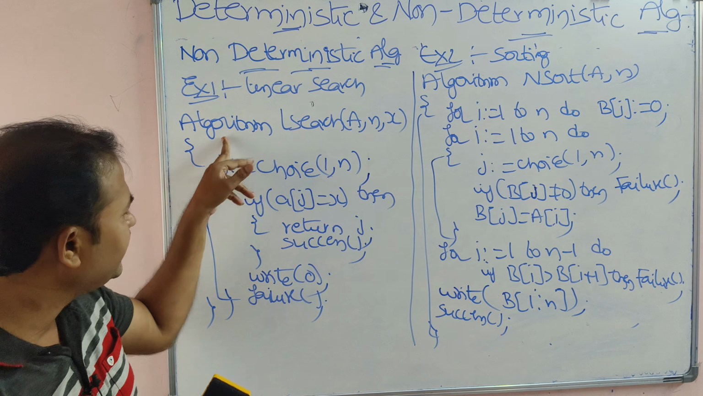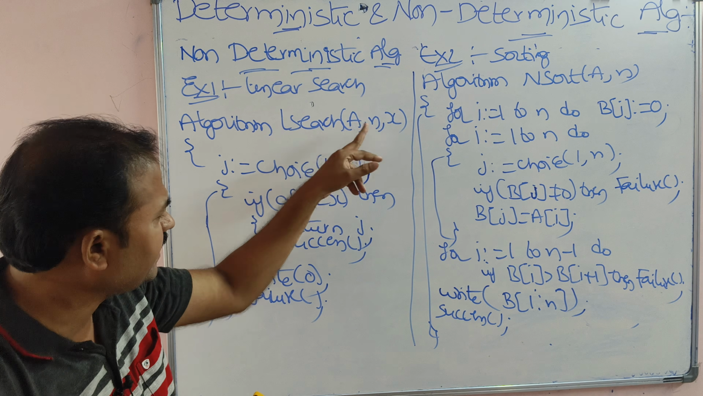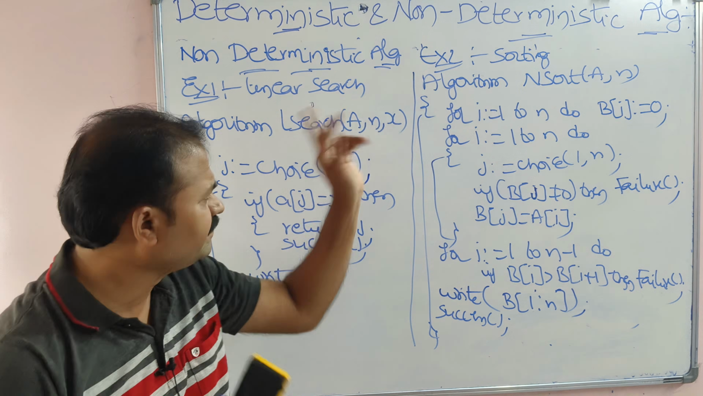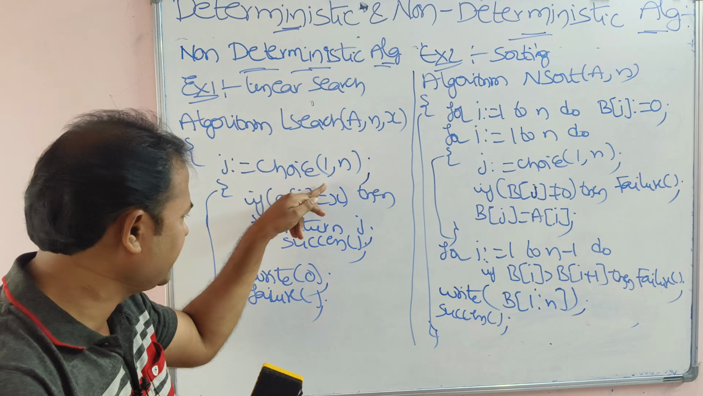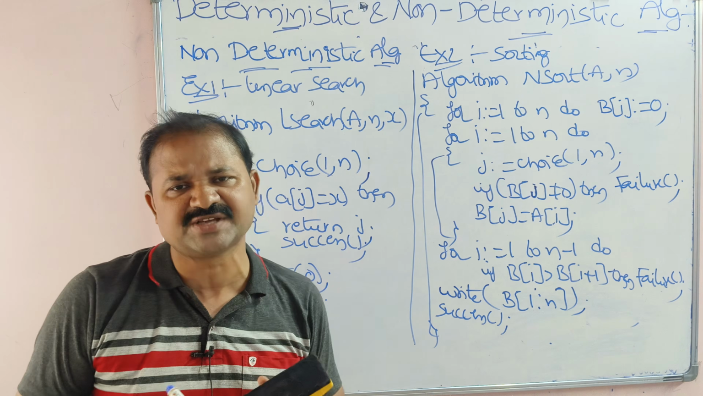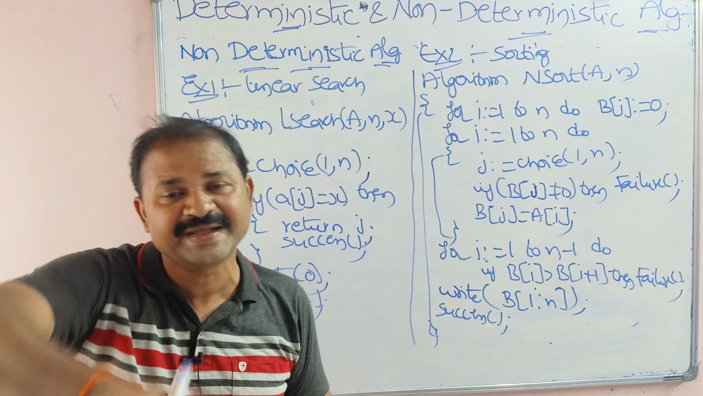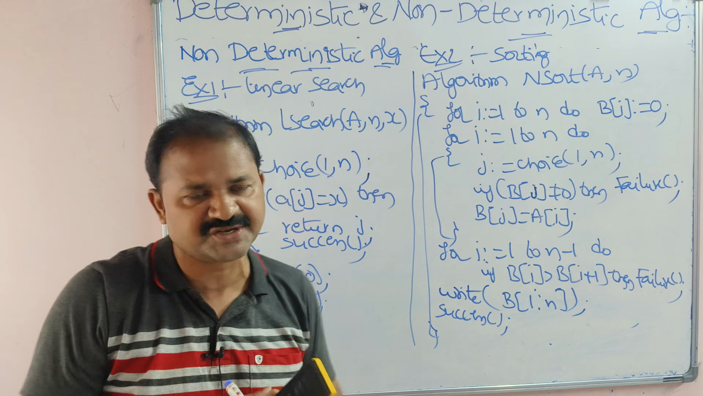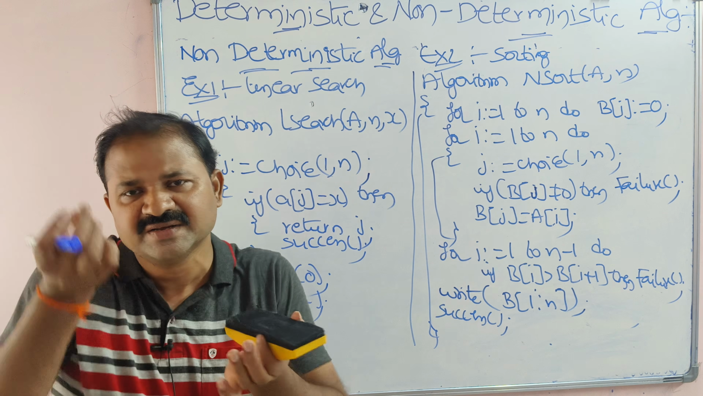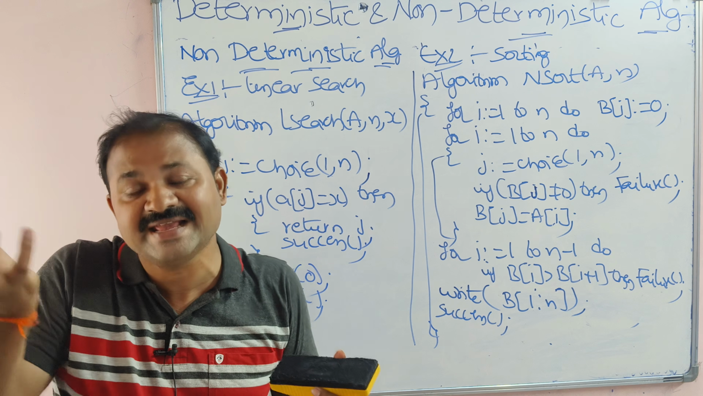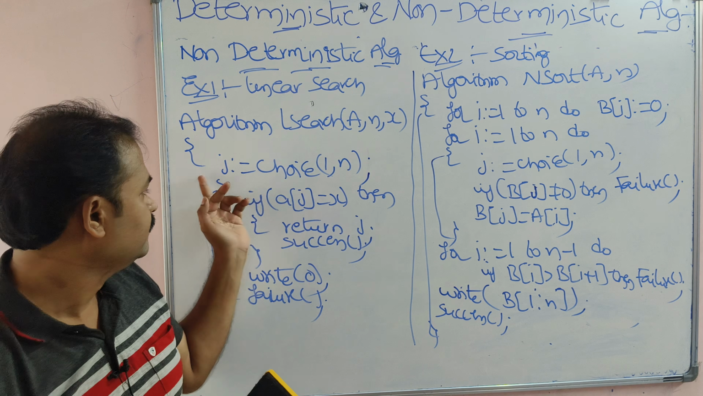For the algorithm header, LSearch is the name of the algorithm, and the parameters are the array name, the size of the array, and the key element. First, we use the choice function. We know the advantage of the choice function: it randomly picks one element from the given list of elements. Here the array range is from 1 to n. The choice function picks an element index and stores that index in J.